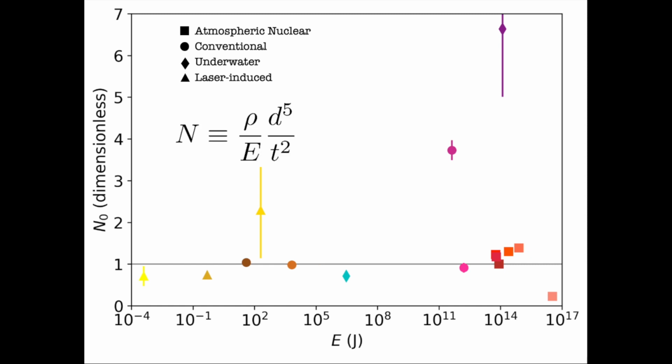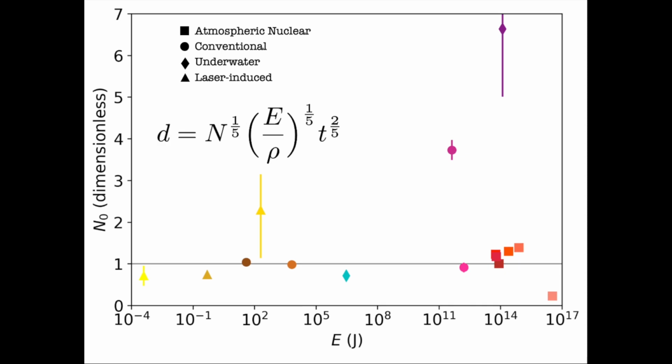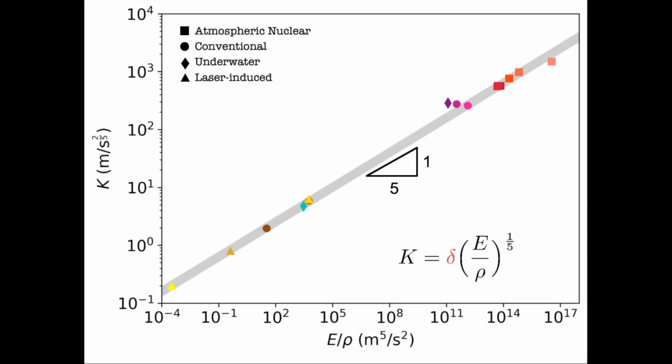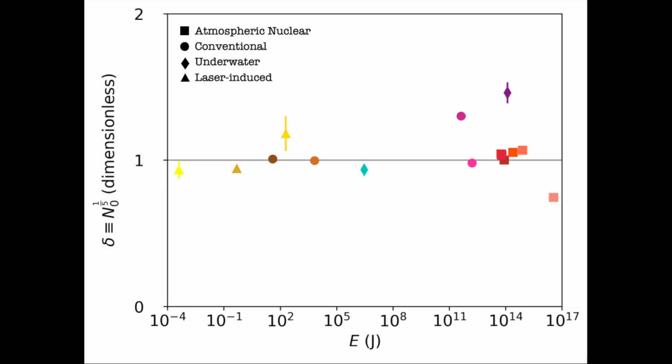If we rearrange the terms, we see that the Taylor-Sedov constant is just a dimensionless correction to Taylor's regime, and n naught to the power 1/5 is the number that we called delta in the last episode. It gives the agreement between the observed prefactor k and the mechanical ratio of energy and density. Delta is what we could call a reduced Taylor-Sedov constant. If we plot it, we see that all explosions are not far from Taylor's regime.